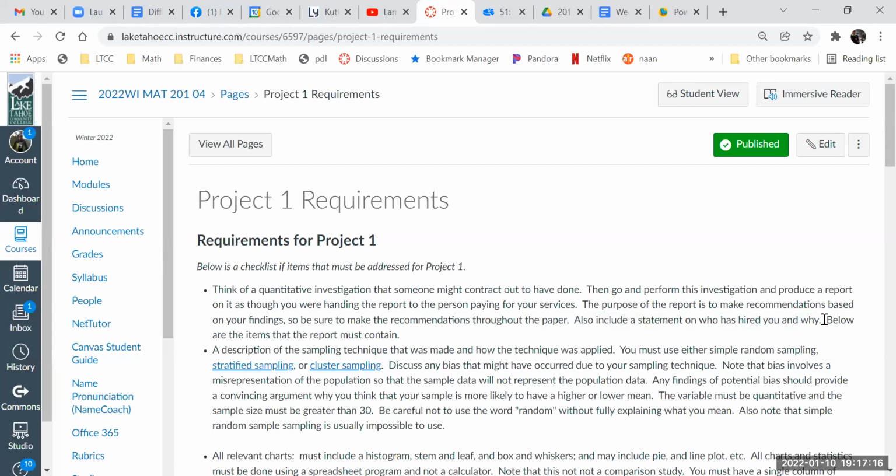Okay. Below are the items that the report must contain. So a description of the sampling technique that was made and how the technique was applied. So note this is a paper. You're going to write paragraphs.